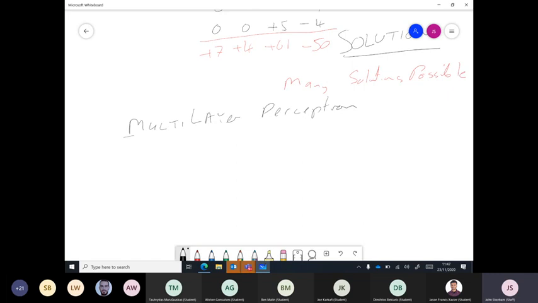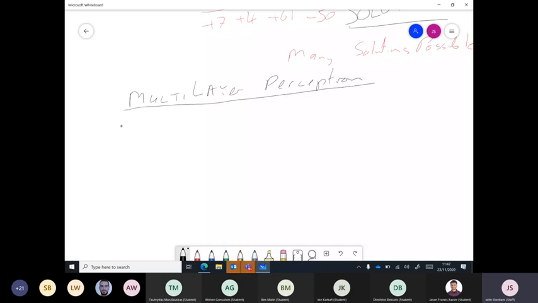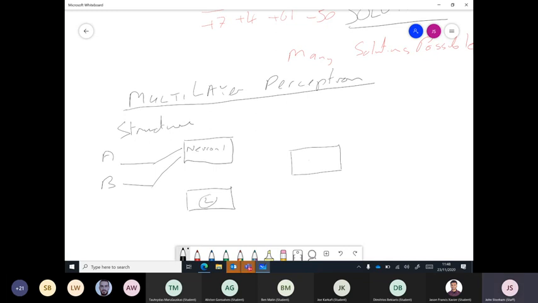And I'll try and show you that a multi-layer perceptron can learn a transform. The structure I'm going to use: I'm going to have my two inputs A and B. Now I'm going to draw square boxes which are complete neuron models. A becomes an input there. This is neuron 1. This is neuron 2. This is neuron 3.